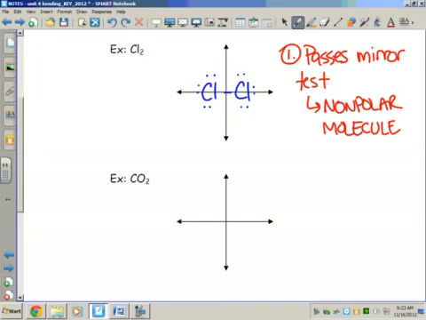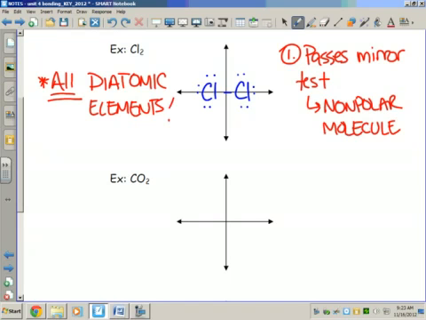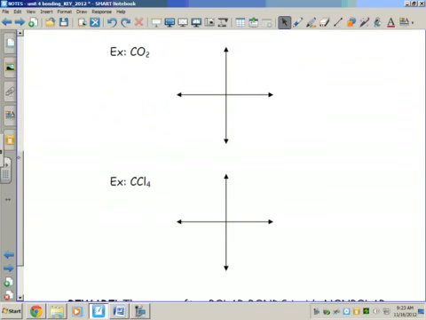And this is true for all diatoms. All of the diatomic elements. And remember, we said those are the 7-up elements. All diatomic elements are nonpolar because they pass the mirror test.